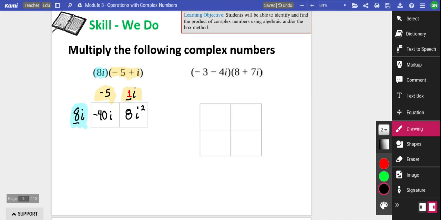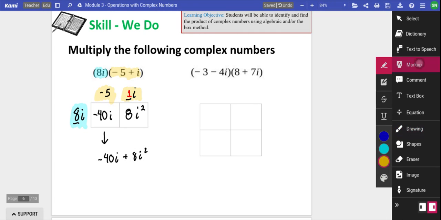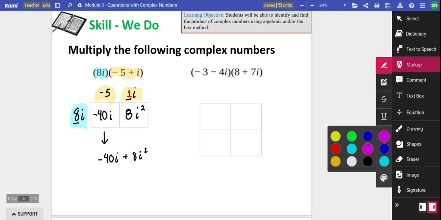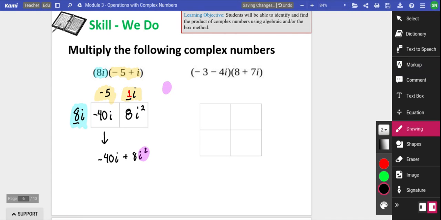Now we are ready to extract the information. We will bring down the -40i and also the plus 8i squared. Now, because these are complex numbers, we have to take care of the i squared. For complex numbers, i squared is equal to -1. Therefore, we have to multiply.